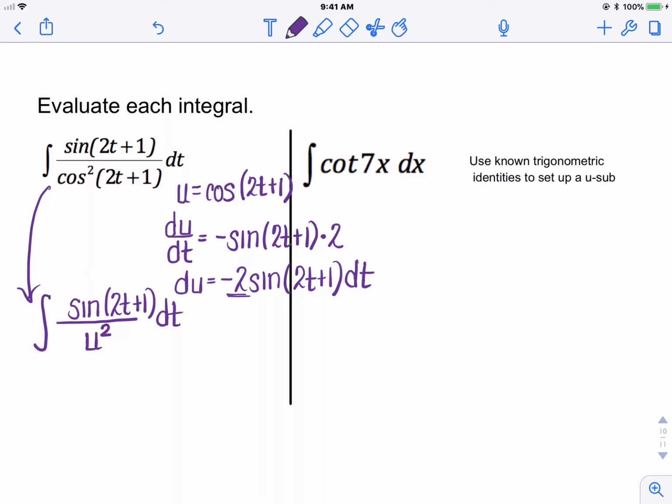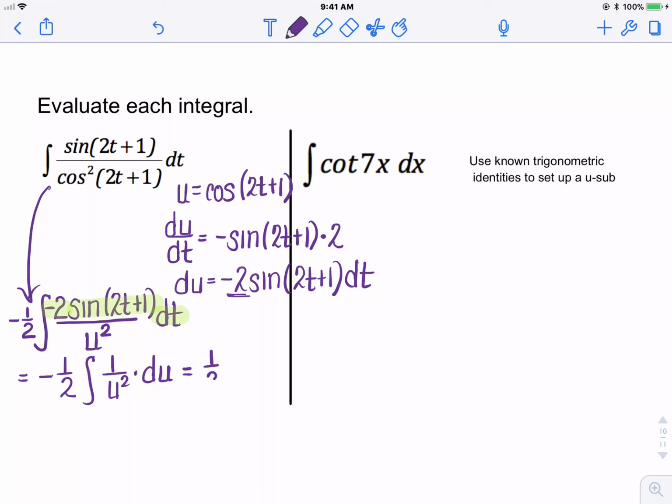So again, if I want to put a negative 2 multiplied in there, I need a negative 1/2 out front to balance that, to make sure that I haven't violated the value of that indefinite integral. So my negative 1/2, now I'm seeing all the pieces I need. I'm seeing the negative 2 sine 2t plus 1 dt that I can replace. So I'm going to have 1 over u squared du, or du over u squared, some people write it.